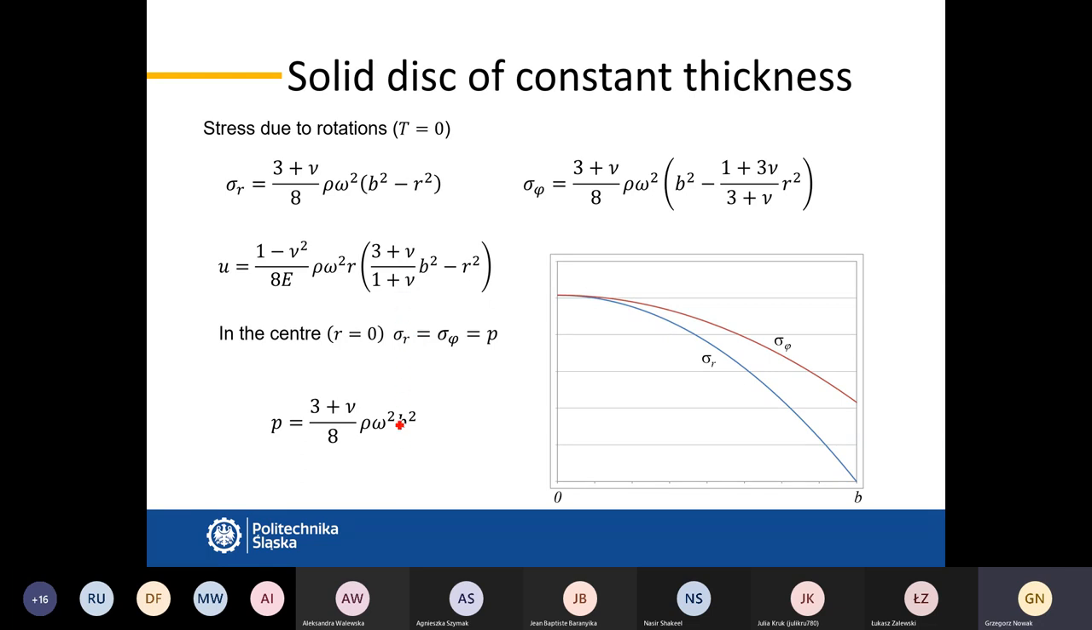This is zero, so this is the axis of rotation, and this is the external surface. And we observe that both stresses start at the same location, and they fall. But the fall of radial stress is much faster than that of tangential stress. So the radial stress gets to zero. So at the external surface, there is no radial stress, but the circumferential stress is always above zero, so it never reaches zero. What we see is that the maximum stress is in the center of the rotating disk.